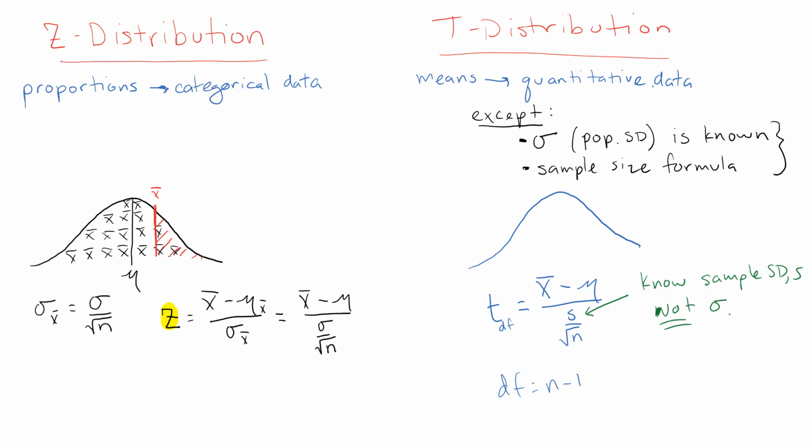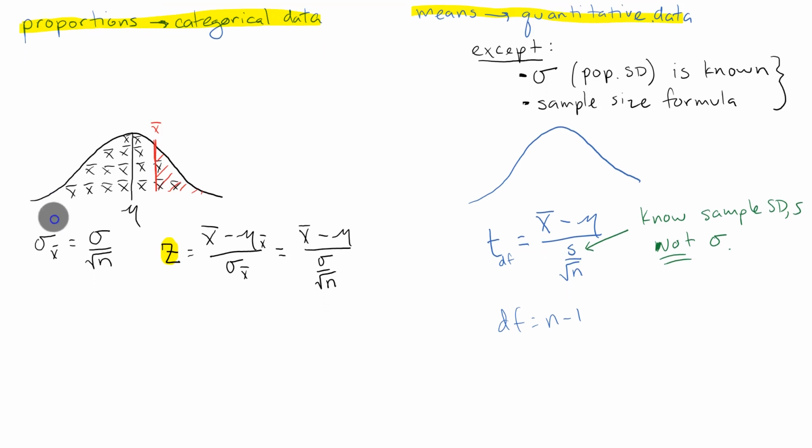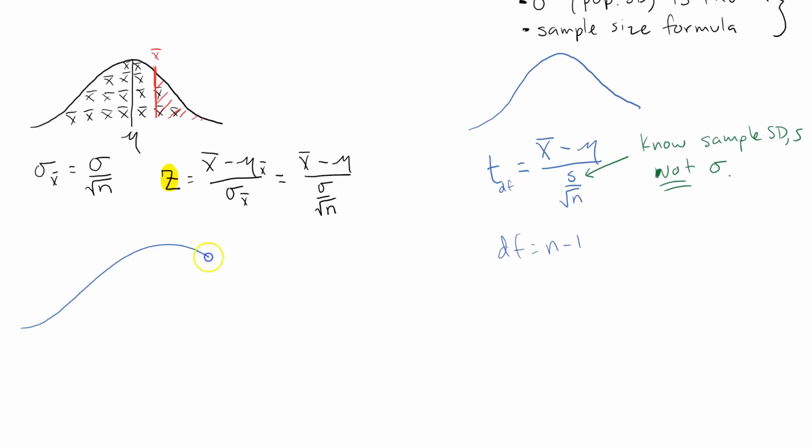So that's the idea: the t distribution is for means, and the z distribution is for proportions. Now, why is the z distribution for proportions? Let's just remind you of that really quick. It's because the sample proportions are also going to be approximately normal. So they'll start building up towards the center. And what's the center of all these p hats? It would be p itself, the true proportion.